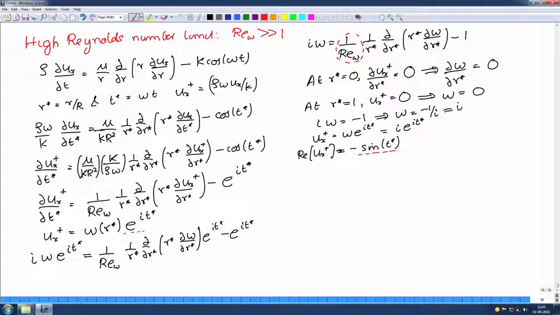We will continue this in the next lecture. Why is it that we are not able to satisfy the boundary condition in this case? I will give you the physical reason as we go along in the next lecture.